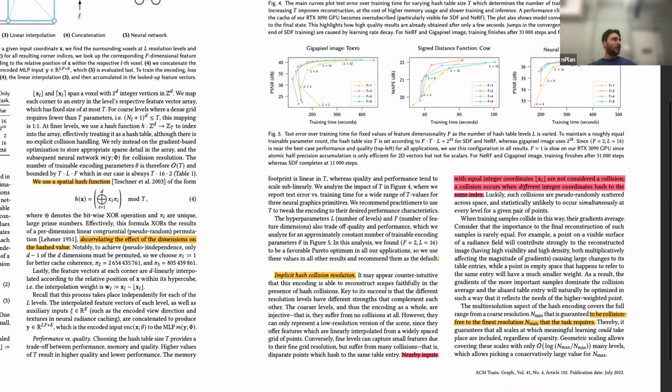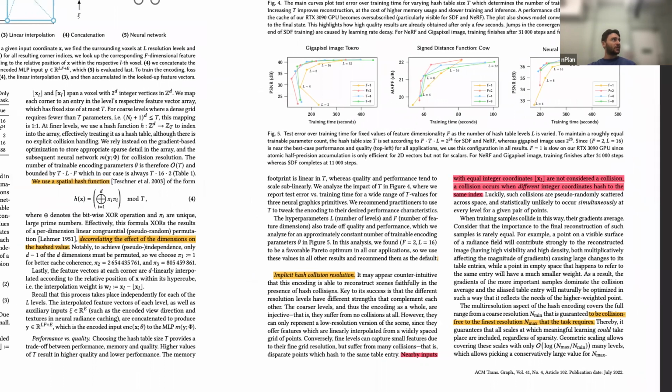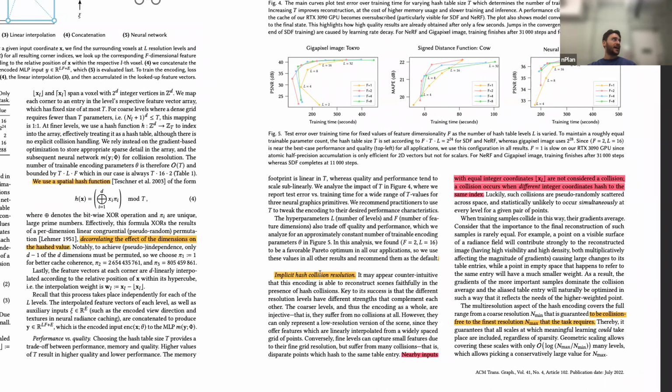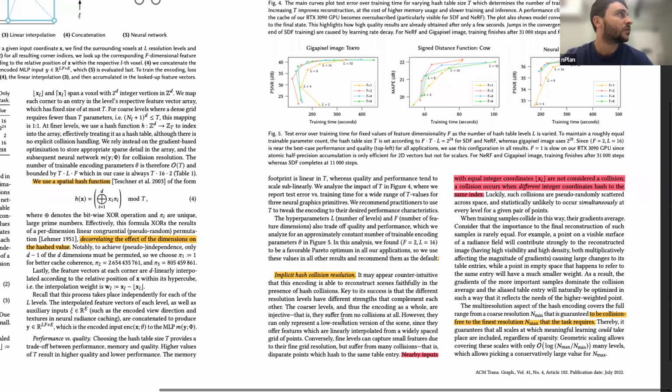Okay, and I know I've said this a couple of times, but they have this thing called implicit hash collision resolution. I'll just read it out. It may appear counterintuitive that this encoding is able to reconstruct scenes faithfully in the presence of hash collisions. Key to its success is that the different resolution levels have different strengths that complement each other.